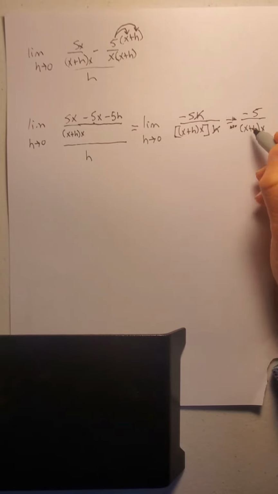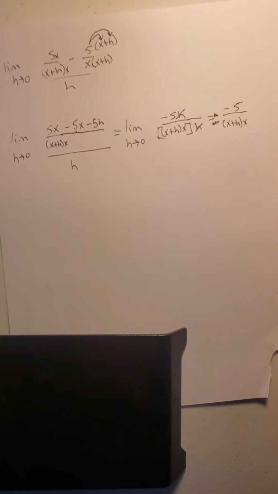All right, so now we can think, well, what if h was 0? Well, that would be negative 5 over x squared.